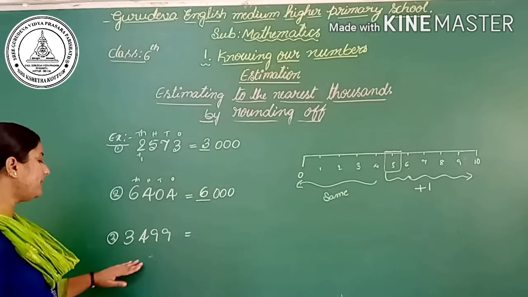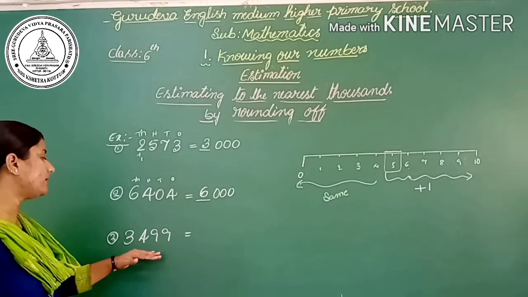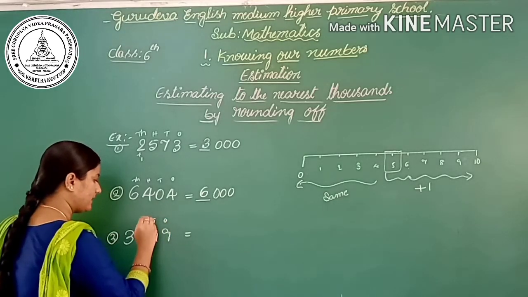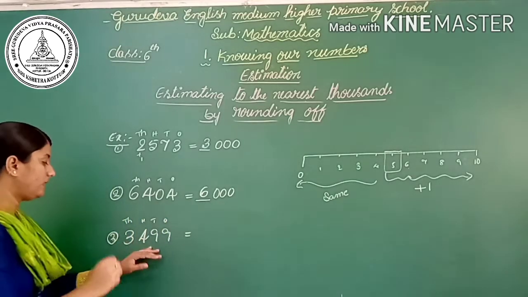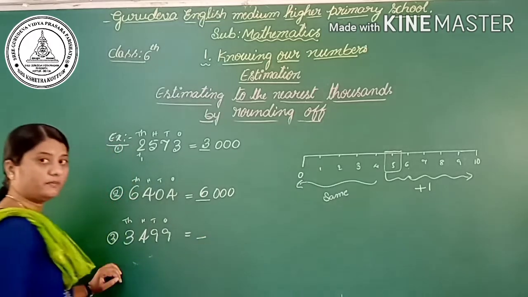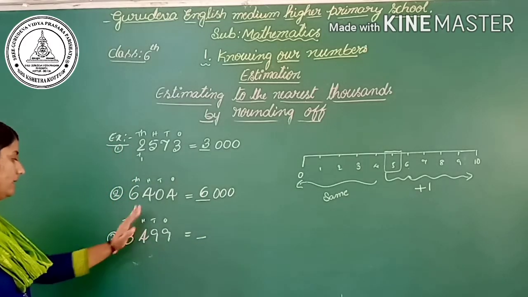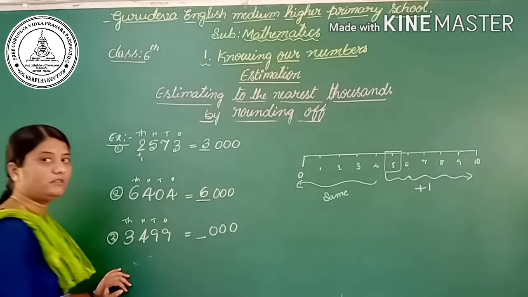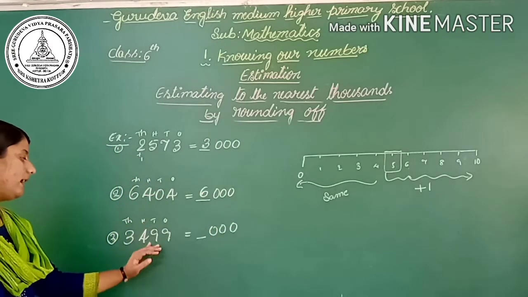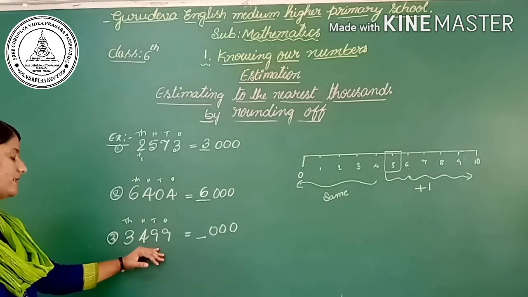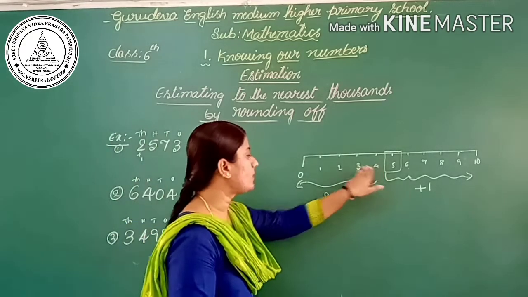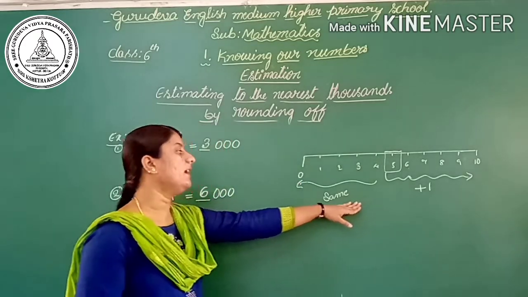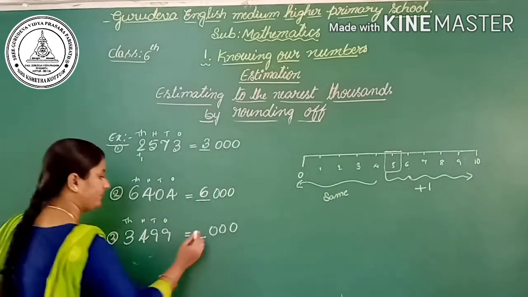Okay. Then similarly the third one, that is 3499. Ones, tens, hundred and thousand. Keep the 1000 place blank. The next are the 100 place, tens place and ones place, which are 0. Then take the 100 place as the reference point, that is 4. 4 is closer to the 0. So we write the same number in the 1000 place, that is 3.